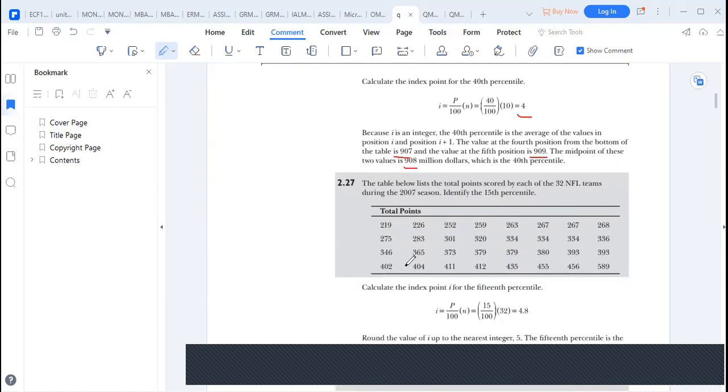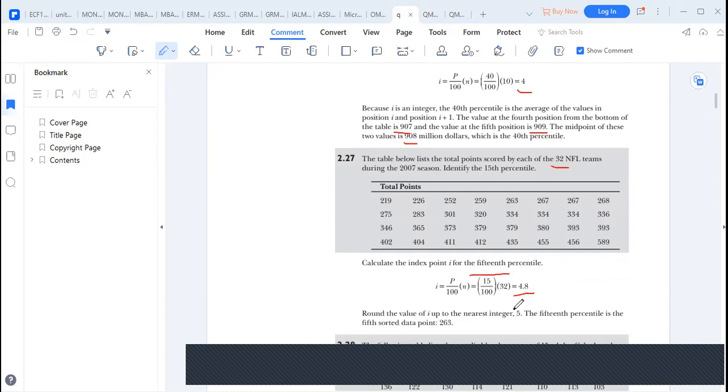All right. So here we're given data as follows, where we are being asked to calculate the 15th percentile. And these figures that we have here are 32. So 15 over 100 times 32, here we're going to get 4.8. So to the nearest upper integer, the fifth. So the fifth, when we go there, 1, 2, 3, 4, 5, we get 263. So 263. If we had exactly 4, we would get the fourth and the fifth, we average them.